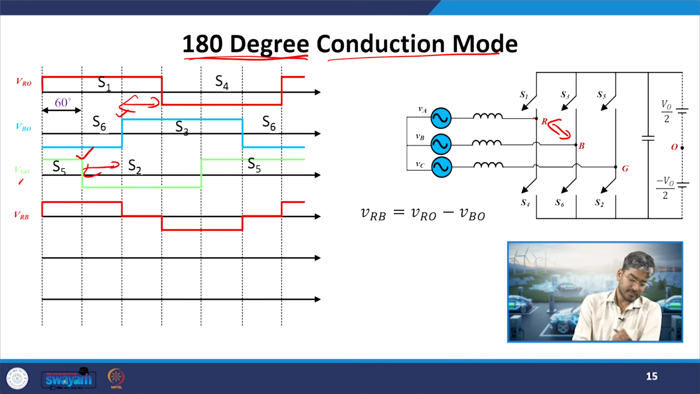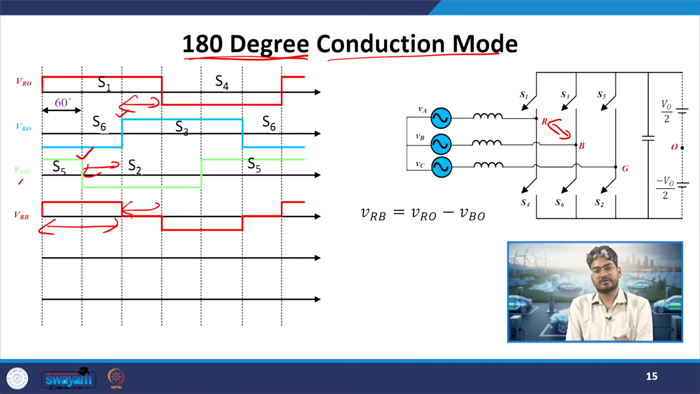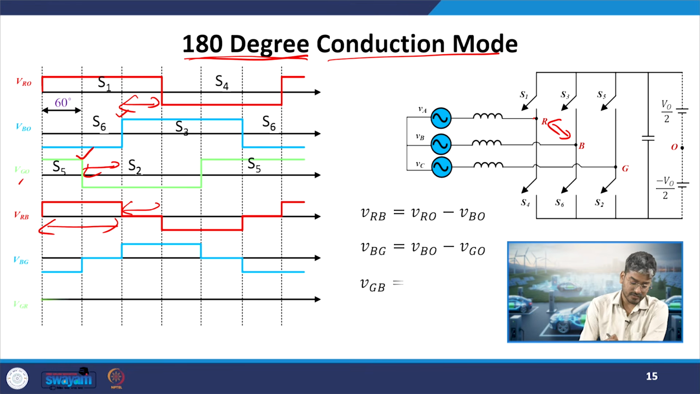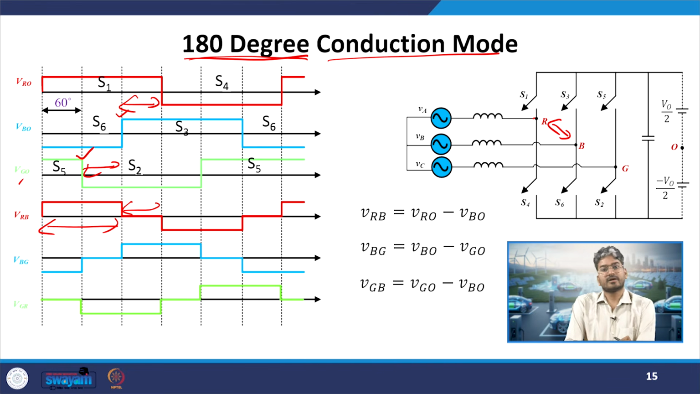If I plot the line voltage for this 180-degree mode of operation, I will see that it has a quasi-square wave nature, that is, it will be 0 for some time and have a finite magnitude for 120 degrees. In the positive half, it has 120 degrees at the finite voltage and 60 degrees at 0 voltage. Similarly, the other two phases will be phase shifted by 120 degrees from each other and have the same nature.